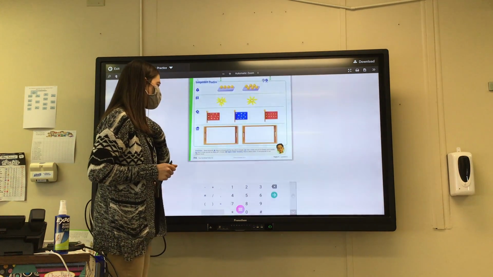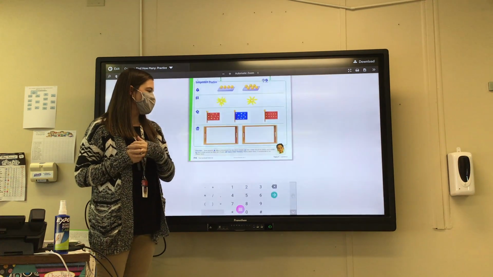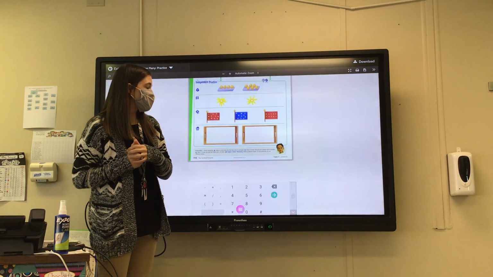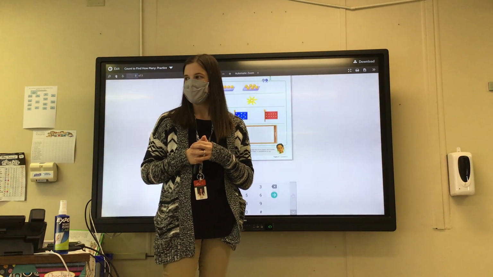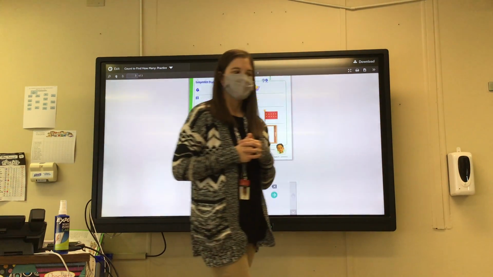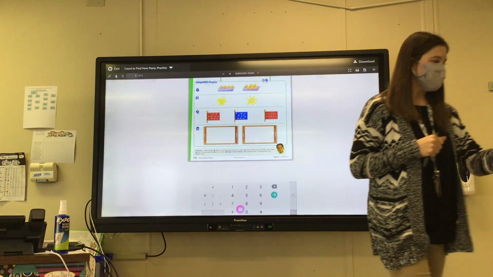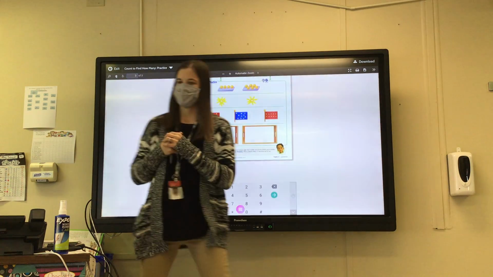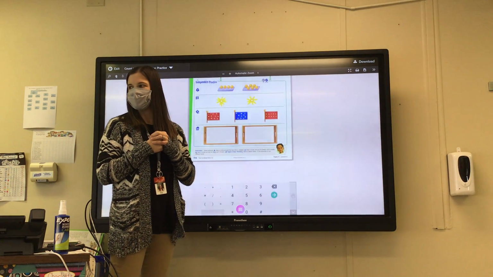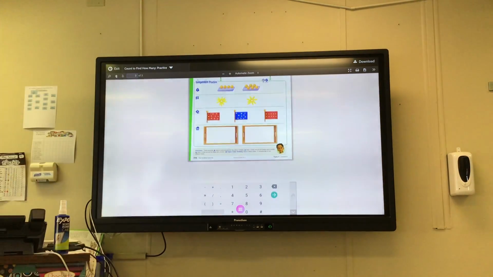Okay, number 7. Look at the oranges. Draw a circle around the tray with 6 oranges. You're doing this one on your own. So count the oranges, draw a circle around the tray with 6 oranges. The last page and look to the back. Okay, circle the tray with 6 oranges.